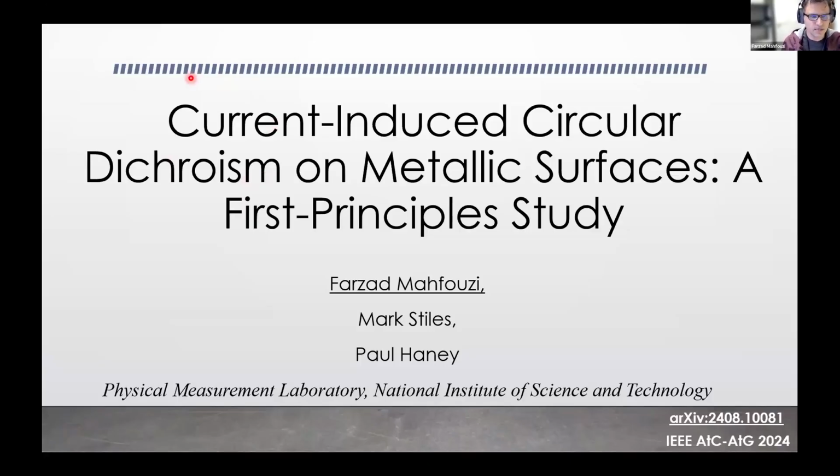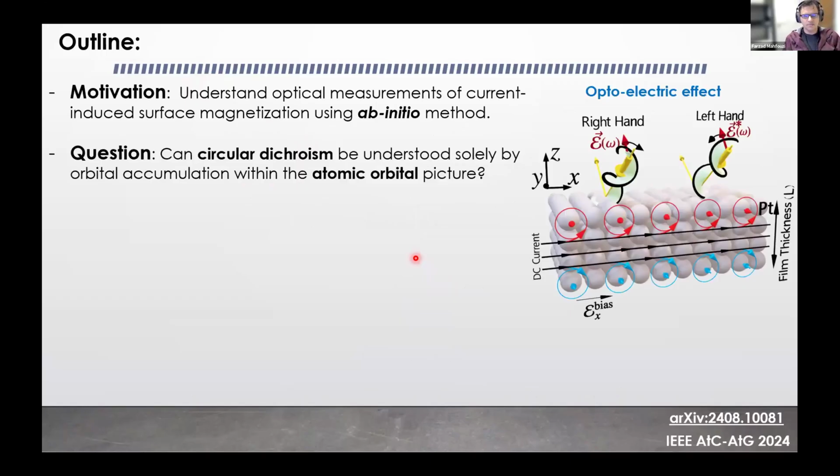The title of my talk is Current-Induced Circular Dichroism in Metallic Surfaces, where we use ab initio calculations to investigate current-induced magnetism, surface magnetism in normal metals. So, the motivation is to provide a theoretical foundation for understanding optical measurements of current-induced surface magnetism in non-magnetic metals such as platinum, which we're going to be focused on.